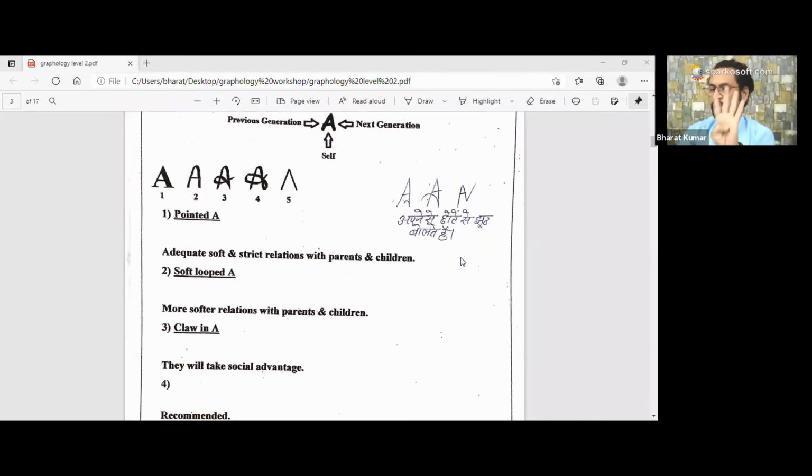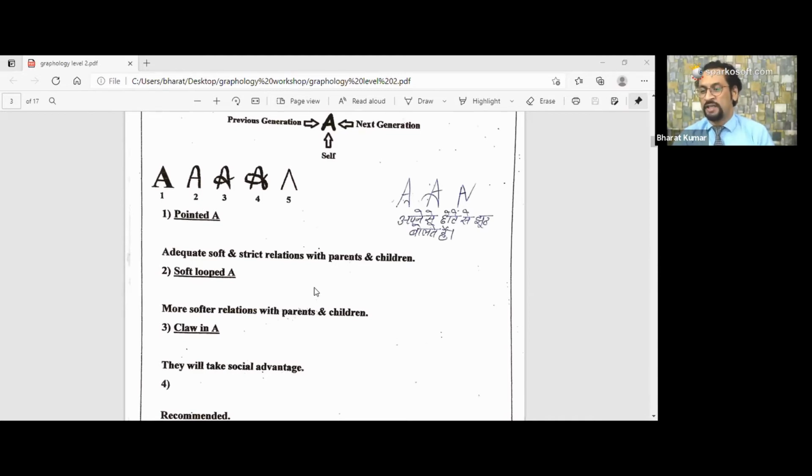I have given three A's with the ink pen. All three have the same trait, no difference. So the second A, they are the most compromising members of the family. Now, the third type of A. This is observed many a time. There is a claw in the A, and that claw is on the left side. So they will take social advantage of everyone. Whenever they can, they will try to take social advantage of everyone.